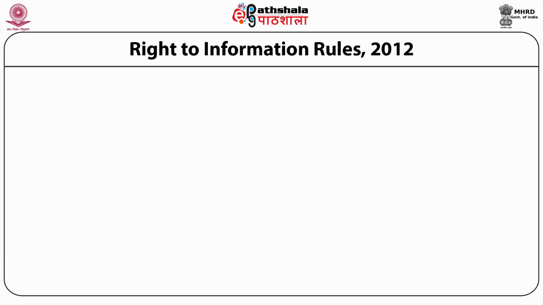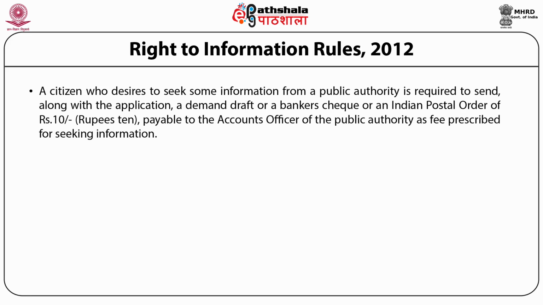Now, under the Right to Information Act 2005, Right to Information rules have been drafted, and these rules were drafted in 2012. These rules deal with the procedures. A citizen who desires to seek some information from a public authority is required to send, along with the application, which can just be on a piece of paper, a DD, a demand draft, or a banker's check, or even an Indian postal order of 10 rupees only, payable to the accounts officer of the public authority as fee prescribed for seeking information. In this day and age in India, 10 rupees does not amount to much at all. Basically, that 10 rupees needs to be addressed to the accounts officer in the form of a DD, banker's check, or postal order.